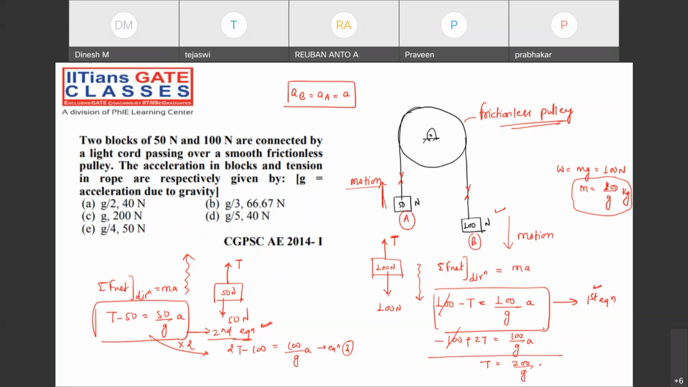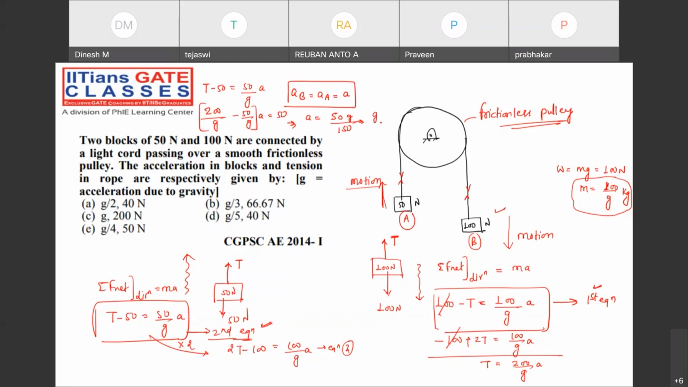What will you be getting? 200 by g into acceleration. T will be what? 200 by g into acceleration. Put the value of T in any equation. You can calculate: T minus 50 is 50 by g into acceleration. T is 200 by g minus 50g, total acceleration is equal to 50. Then what is the acceleration from this equation? 150 divided by 15 times g.